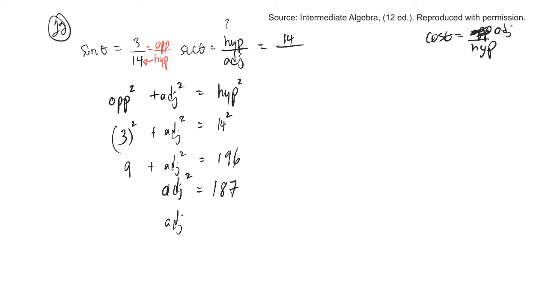And so the adjacent side is going to be whatever the square root of 187 is. So then I could take and plug that in where the adjacent side goes. Square root 187.